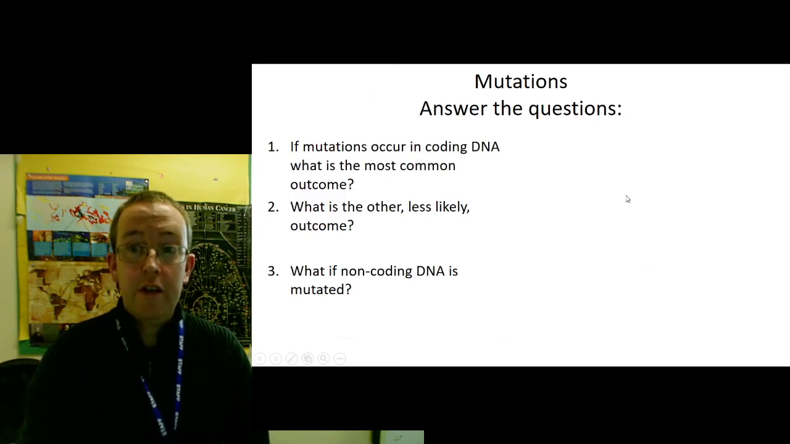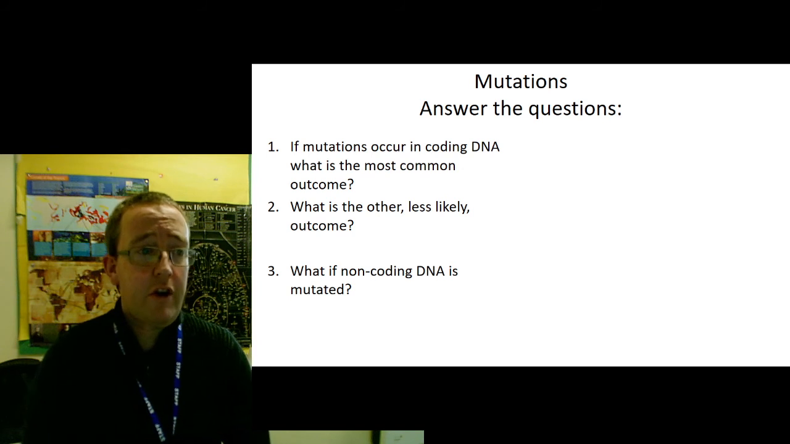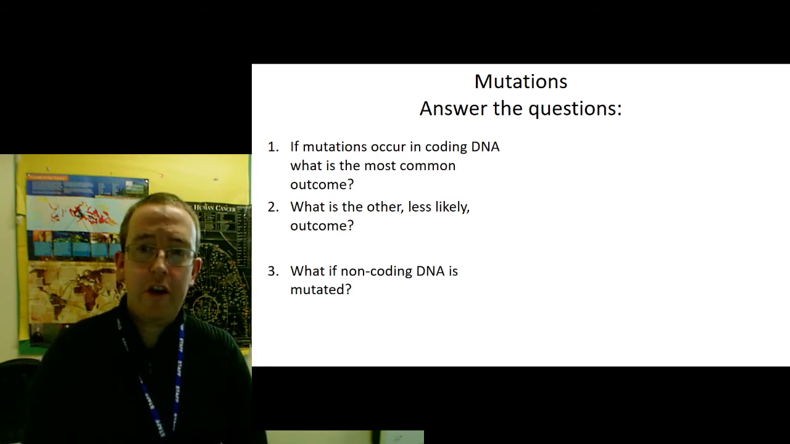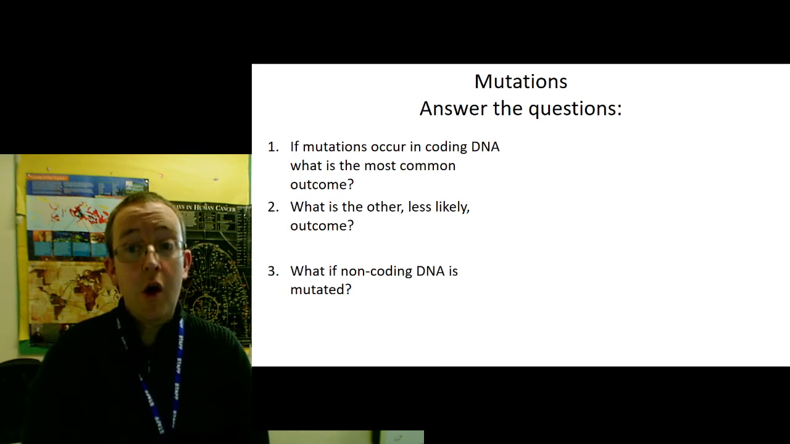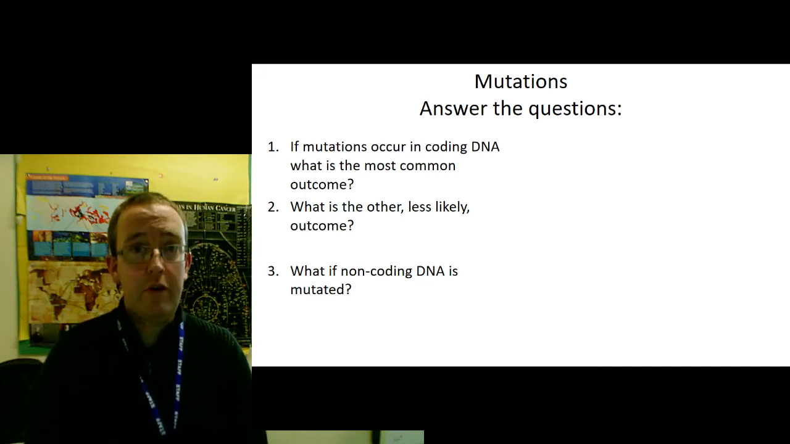Okay, so to finish off then, we need to answer these questions. So you might want to pause the video here and try and answer these yourselves. So the questions are: 1, if a mutation occurs in coding DNA, what's the most likely outcome? What is the other less likely outcome? What if non-coding DNA is mutated? All right, what happens there? So you want to pause the video there, have a go answering those questions.